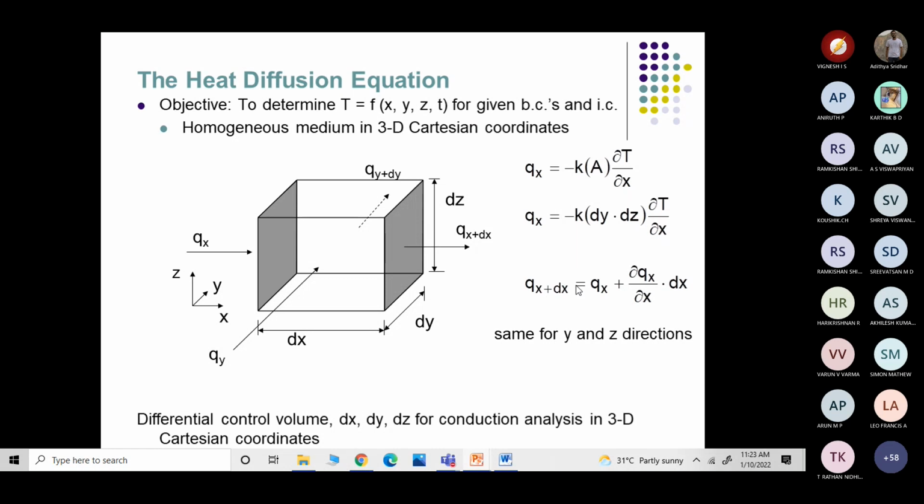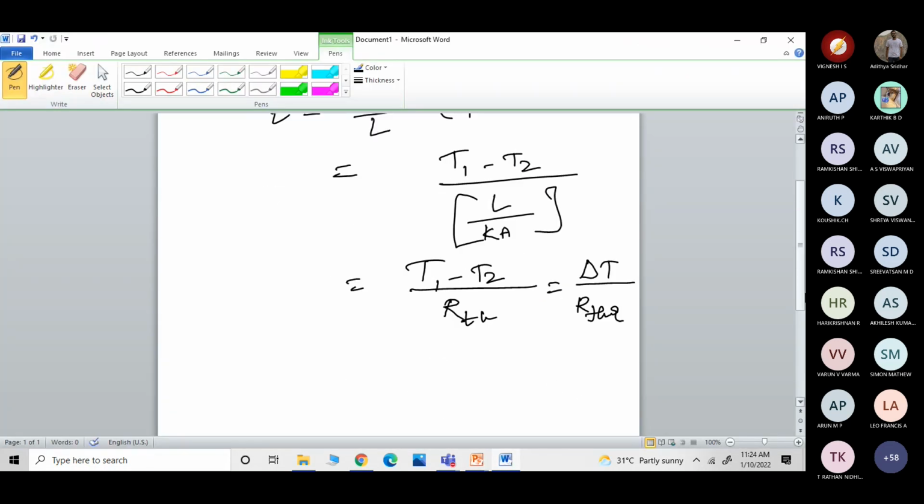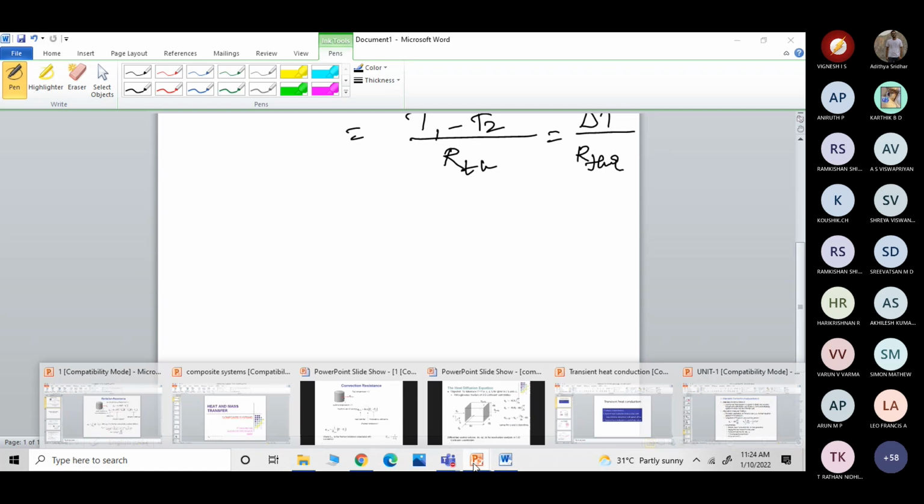Similarly, Qx plus dx is equal to this Qx value plus dou Q by dou x into dx, and it is similar for the y-axis direction. For example, Qy will be equal to minus k into A into dou T by dou y, and Qz is equal to minus k into A into dou T by dou z. The other two directions were not written, so let me write them here.